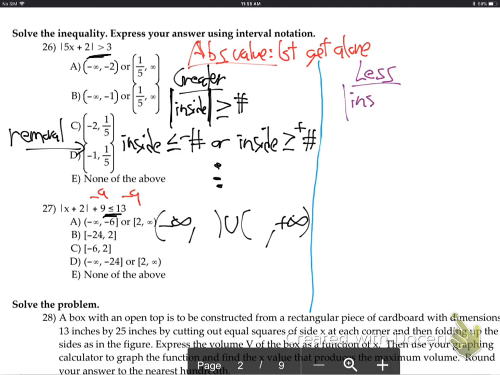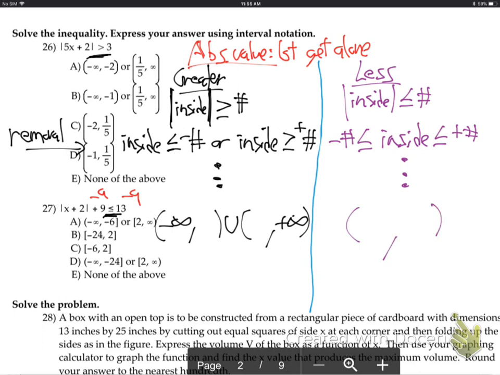absolute value with inside less than or equal to a number. Those are the kind you break into a triple. So you go negative number, less than or equal to inside, no more absolute values, less than or equal to positive number. You go through and solve, and you end up with just 1 parenthesis, not 2. So you remember those fundamental differences between those 2?